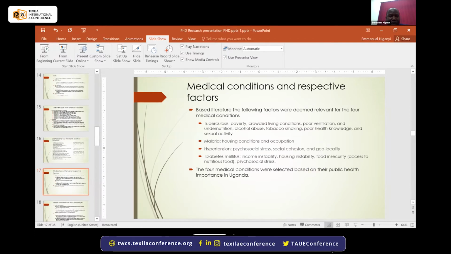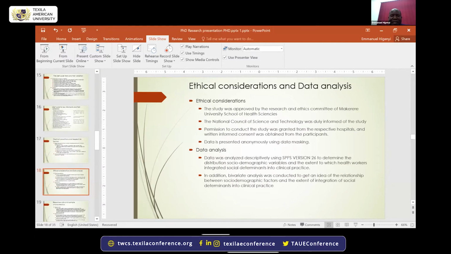To get to know the extent to which health workers documented the social factors in the medical records, I used the 4 medical conditions of high priority in Uganda: malaria, hypertension, diabetes mellitus, and tuberculosis. So for each of these conditions, I selected the specific factors based on literature, which are key to management and the transmission of these conditions. So I checked the extent to which these social risk factors were documented in the medical records. And then I computed that into percentage.